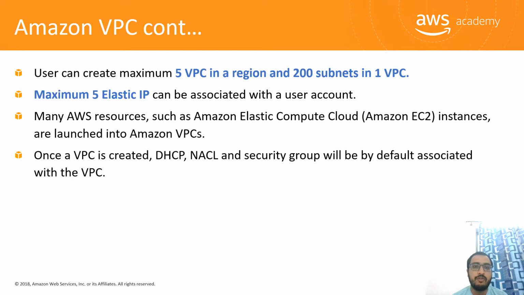And in Amazon VPC continuation, a user can create a maximum of 5 VPCs in a region. So in one region we can create only 5 VPCs and 200 subnets in one VPC. So overall we can make 200 into 5, that is 1000, and a maximum of 5 elastic IPs can be associated with an account. Many AWS resources such as Amazon EC2 instances are launched into Amazon VPCs. Once a VPC is created, DHCP, NACL, and security group will be by default associated with the VPC.